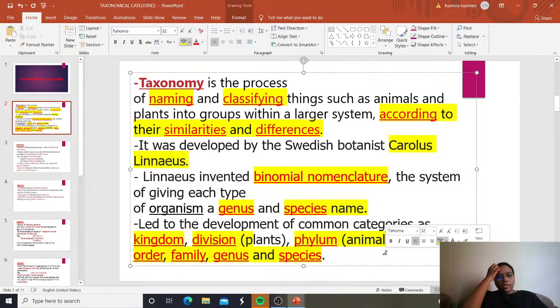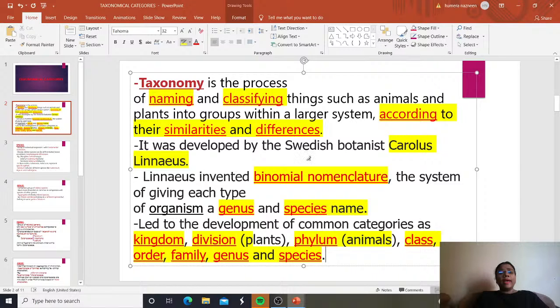So what are the common categories in the classification? Kingdom, division or phylum, class, order, family, genus and species. If it is plants, we say division, and if it is animals, we say phylum. All other categories are similar in plants and animals except division or phylum. The same level is called division for plants and phylum in animals. Clear? This is taxonomy.